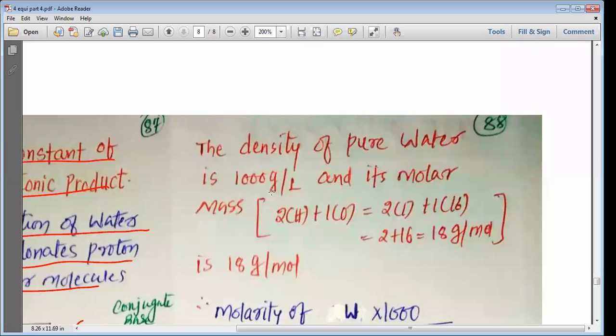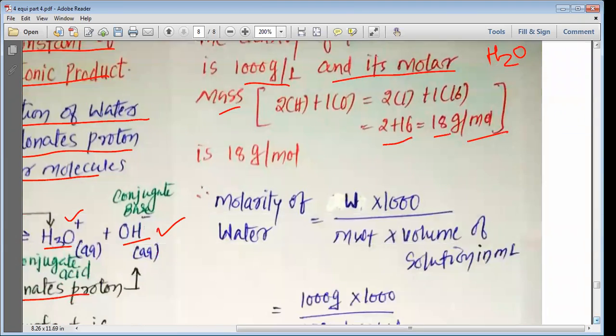Now the density of pure water is 1000 gram per liter and its molar mass is 2 into H plus 1 into O, because we are talking about H2O. Here H and O represent the atomic mass of hydrogen and oxygen. The atomic mass of hydrogen is 1 and the atomic mass of oxygen is 16, and by putting that in we get 2 ones are 2, plus 16. So 2 plus 16, that is 18 gram per mole. So the molar mass of water is 18 gram per mole.